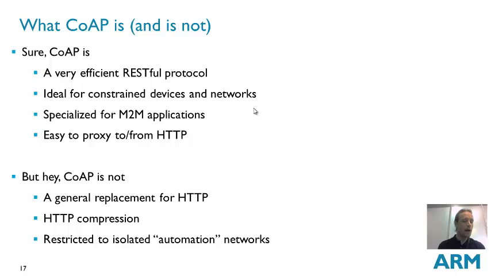CoAP's also not restricted just to automation networks. We see the use of CoAP over the internet as a whole when talking to constrained devices. So there's no requirement to proxy CoAP at the very edge of the network. We see a lot of CoAP all the way back to the cloud.